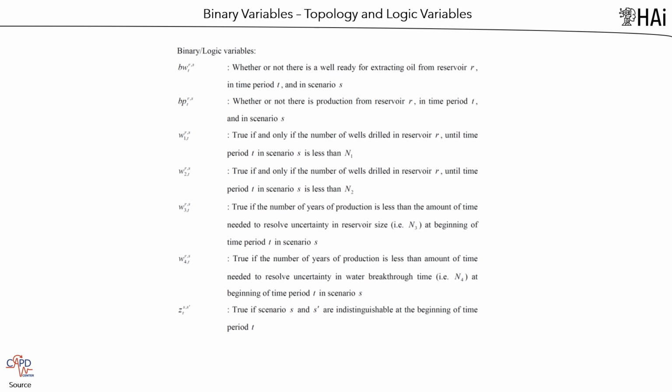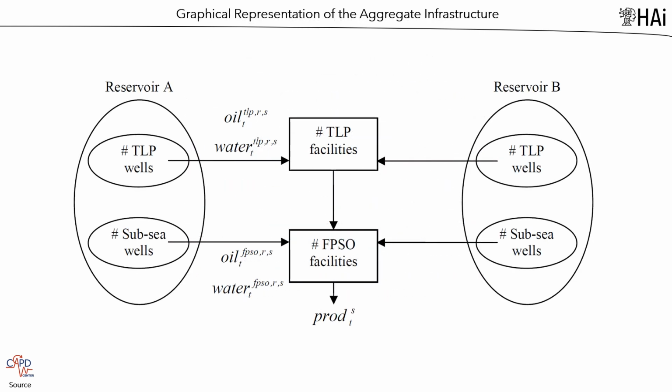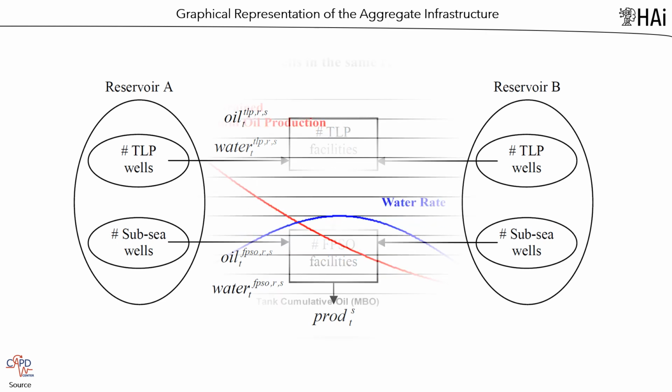Binary variables, related with topology and logic variables in each period and each scenario. Integer variables, related with the number of facilities available in each site, each period, and each scenario. Graphical representation of the aggregate infrastructure. The diagram shows the interconnection of production variables in multiple reservoirs using multiple types of facilities.